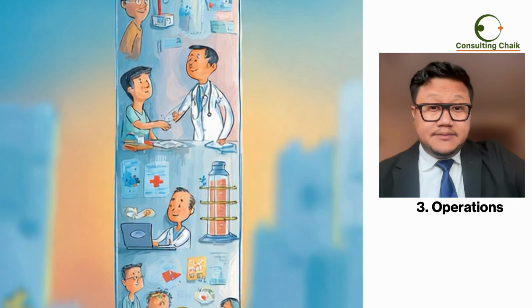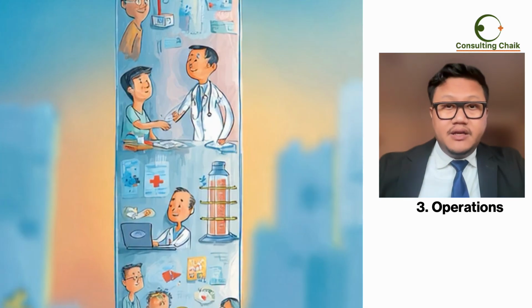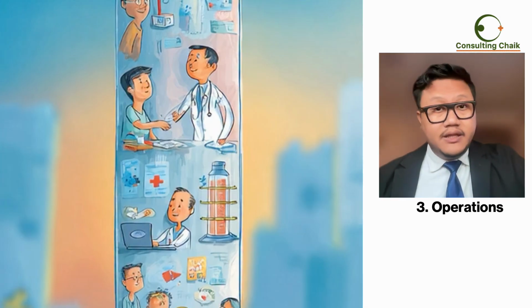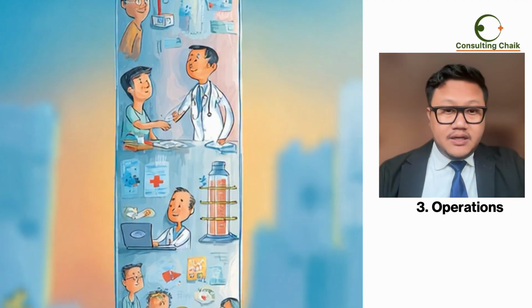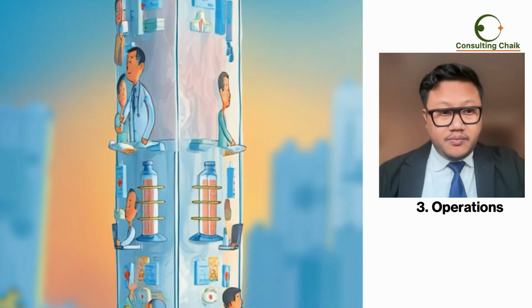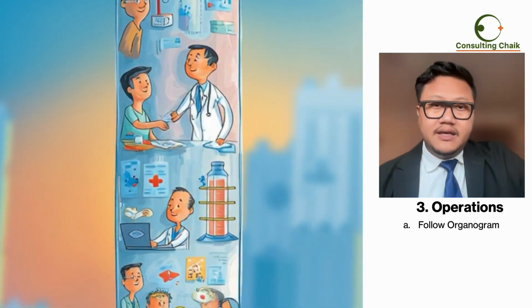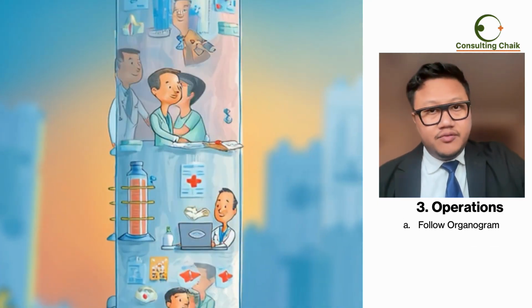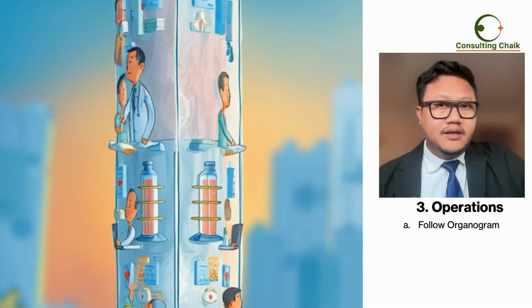Now the next pillar of hospital management, operations. You have to ensure that the operations department is working efficiently, in coordination, and communicating well. And the first thing about operations here is following the organogram. HR has made it and approved it. Now it is operations' job to implement the whole organogram.